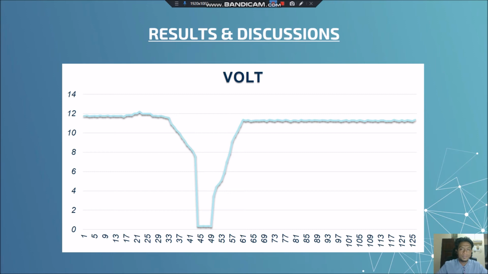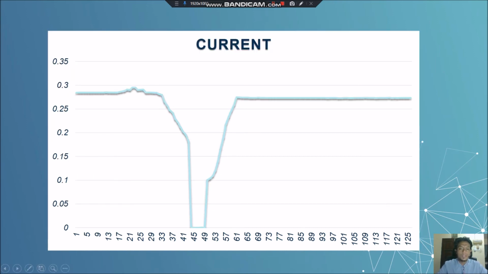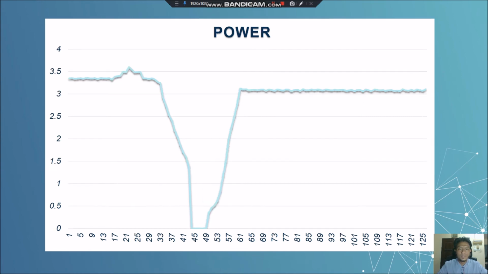Next, the current behaves just the same as the voltage. As you can see, the current can be a maximum of 0.25 ampere because the PV panel can only reach 0.25 ampere. Then also the power, which can reach up to 3.6 watt, and the average is around 3.2 watt.